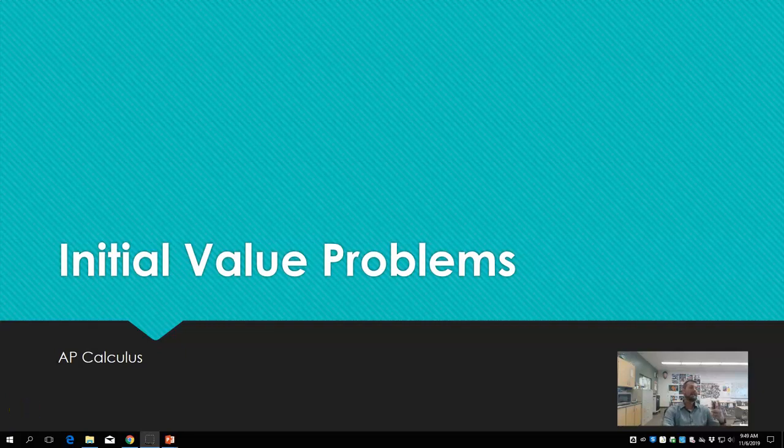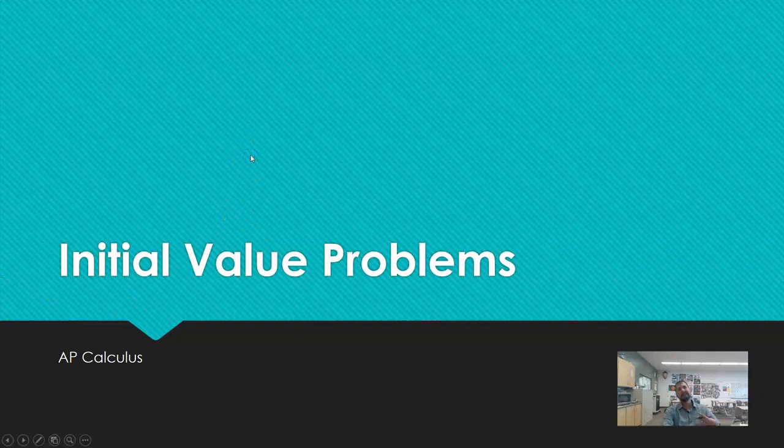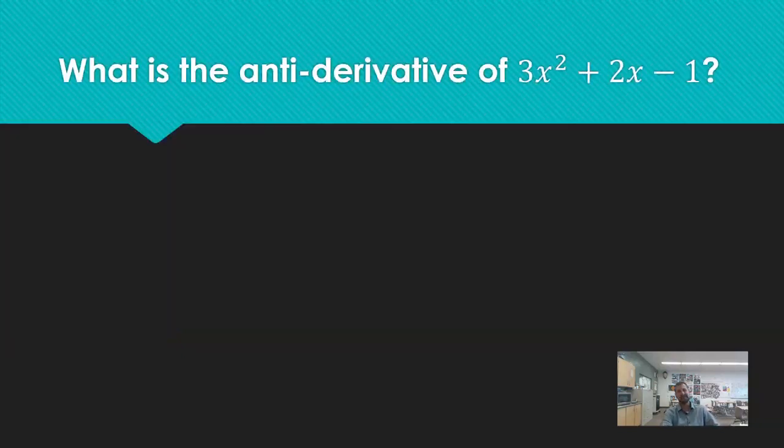All right, guys, so what we're going to be talking about today is something that is known as an initial value problem. Now, with an initial value problem, we're taking what we talked about before with antiderivatives and taking that one step further. So we're not just finding the antiderivative, but taking it one step further, and you'll see what I mean in just a second.